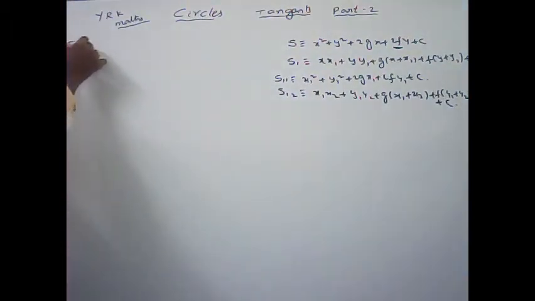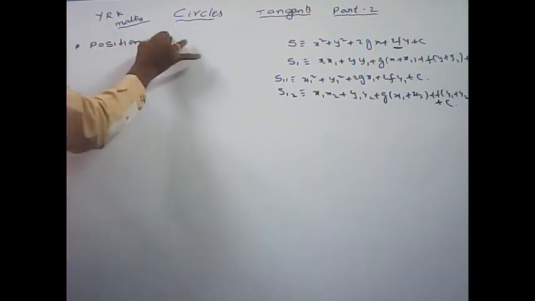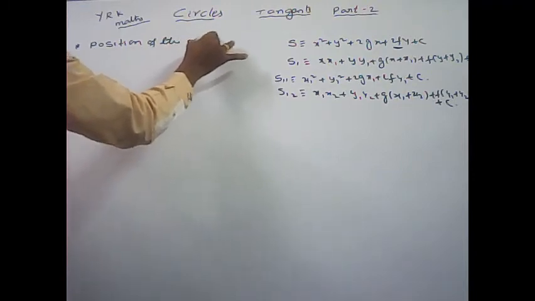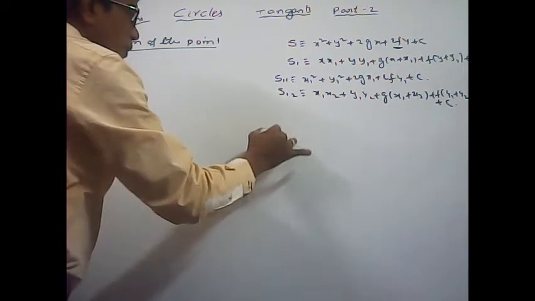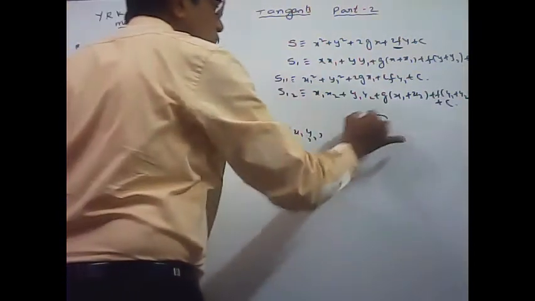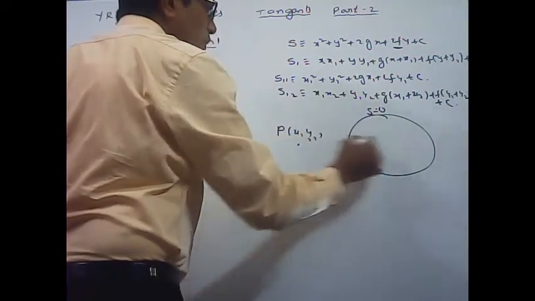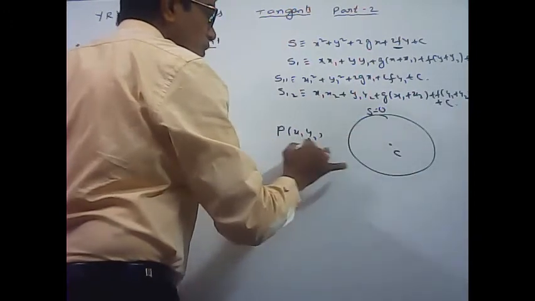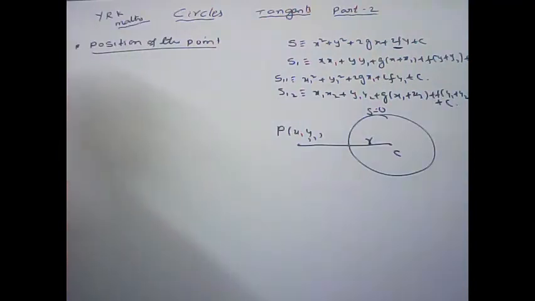Now, here position of the point. This is very important. Position of the point. Here P be one of the points x1, y1, and S equals to 0, that is the circle. Here this is the center of the circle and this is the radius. P can be any point; here I have taken it outside the circle only.